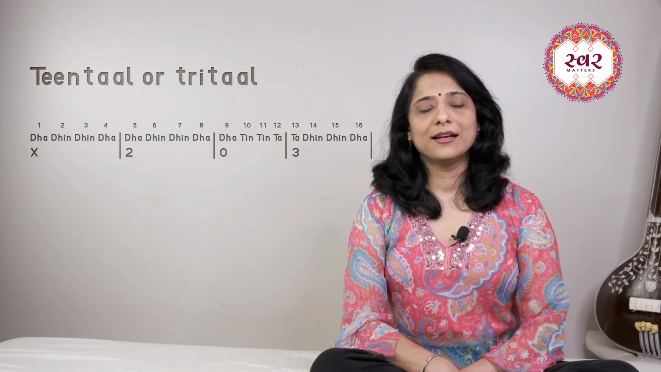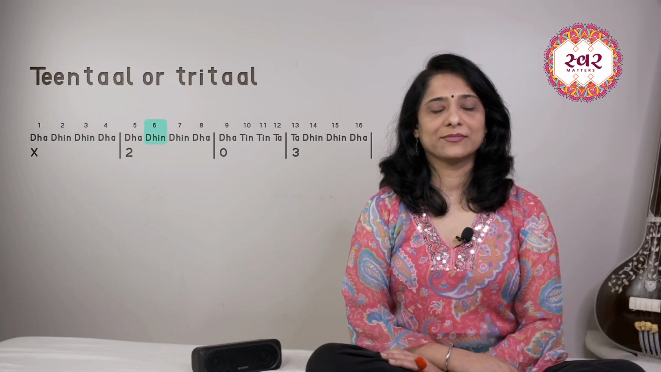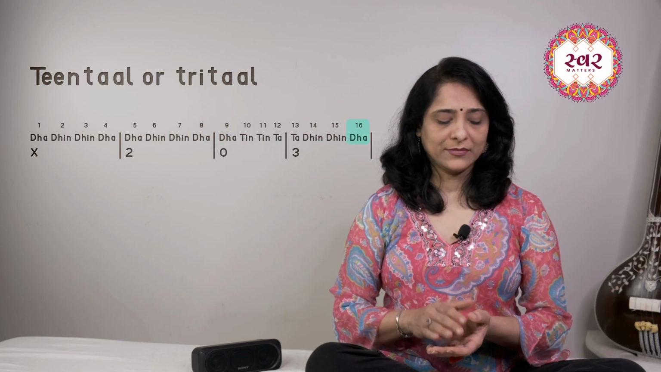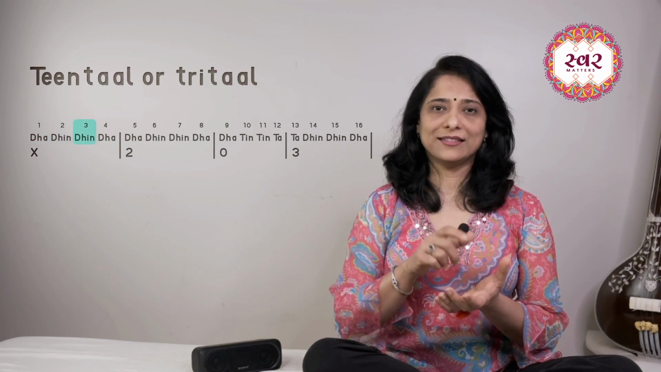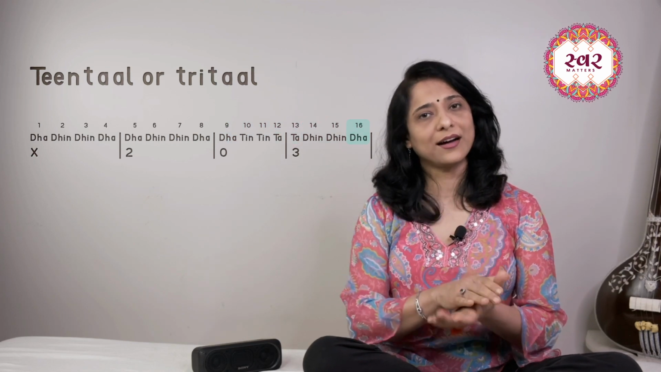And finally, let's listen to teen taal on tabla. Dha, dhin, dhin, dha, dha, dhin, dhin, dha, dha, tin, tin, ta, ta, dhin, dhin, dha, dha.